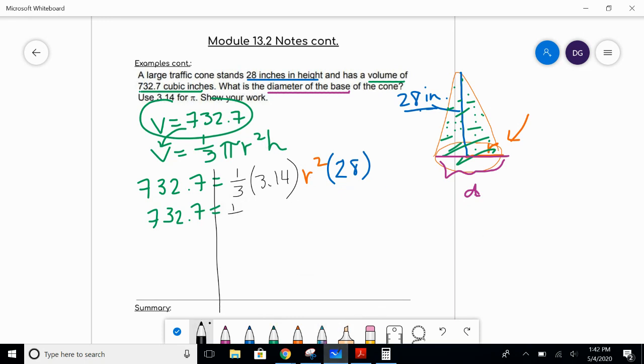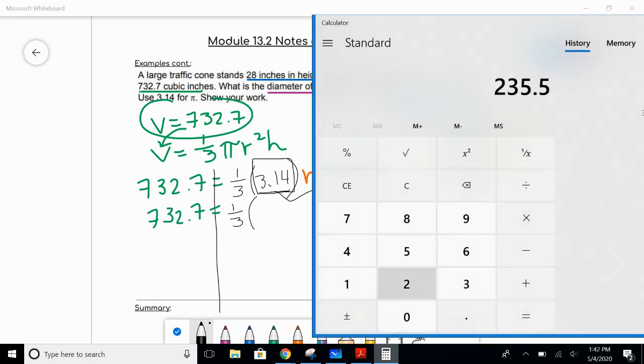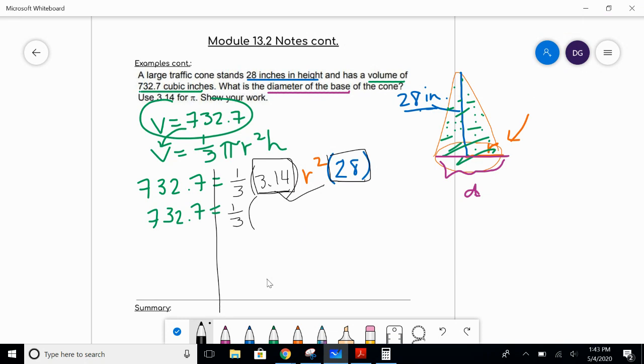So I'm going to leave this fraction again. Now, we have a 3.14 and we have a 28. Those are the two regular numbers that we have, right? We can multiply those together. Let's combine them. So 3.14 times 28. Now we get 87.92. And then we still have this r squared. We don't know what that is yet, right?